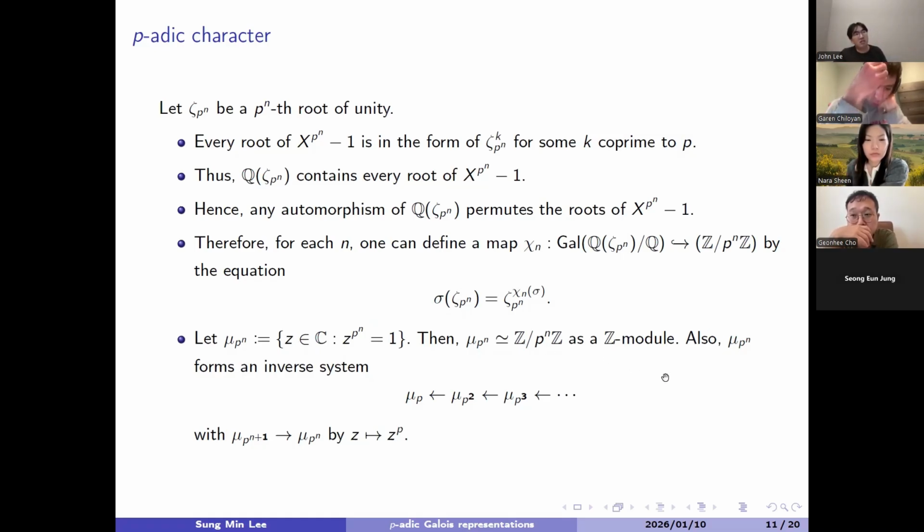Also, we can consider an inverse system. As I mentioned in the earlier case, we can consider the inverse system using Z/pZ, Z/p²Z, Z/p³Z. We can do the same kind of construction with μ_p, μ_{p²}, μ_{p³}, and keep going, where this map is sending z to z to the power of p. If z is some p³-th root of unity, so if you take the p³ power of z, then we get 1. Then z^p will be a p²-th root of unity, so that if you take a p² power here, it'll be 1. So it behaves like this. This map is slightly different, but still we can consider the inverse system using this kind of construction.